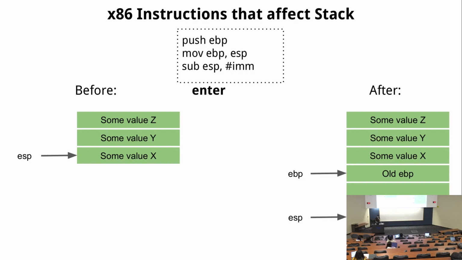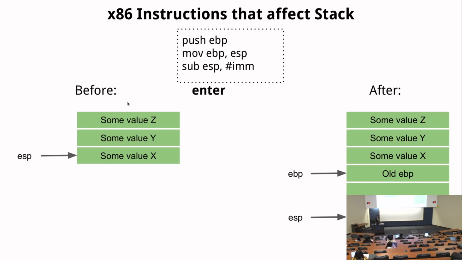At the beginning of functions, we usually have these 3 instructions: push EBP, move ESP to EBP, then subtract something from ESP. Intel introduced 1 instruction to replace these 3 instructions together. It's called the enter instruction. So if you disassemble some code, sometimes you will see 1 enter instruction, and sometimes you will see all 3 instructions there. That usually happens at the beginning of the function, so that's called the prologue of the function.